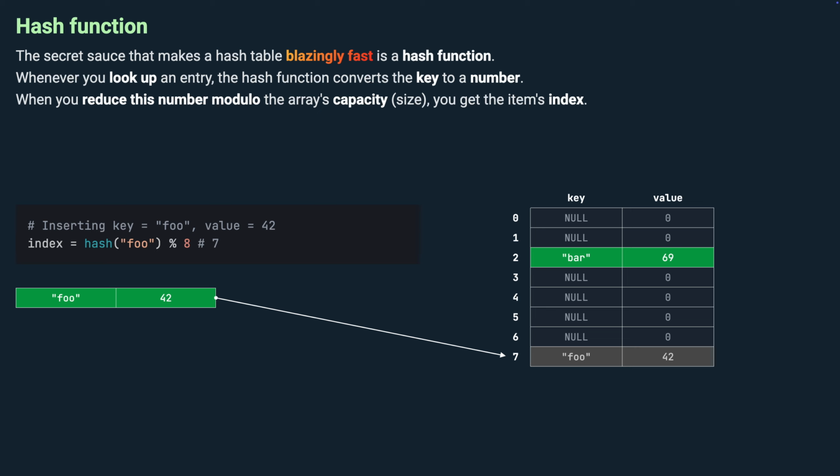A hash function converts the key to a big number, then we reduce this number modulo the size of the array, and we get the index where the element belongs in the array. This way, we get much faster lookup times than with alternative approaches such as binary search. The hash function we are going to use is called fnv1a.